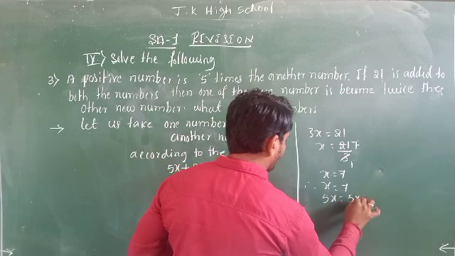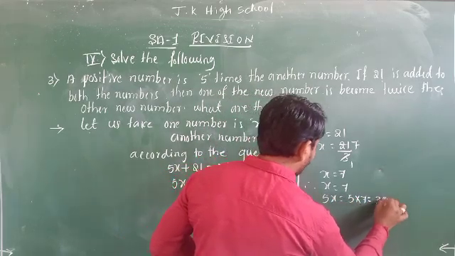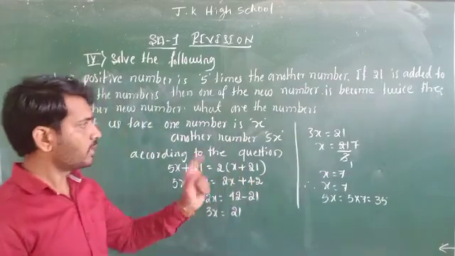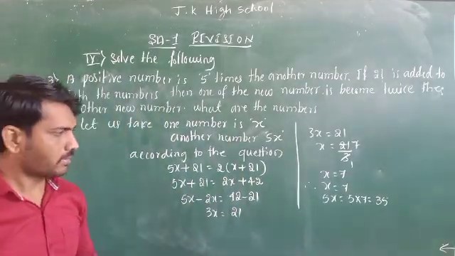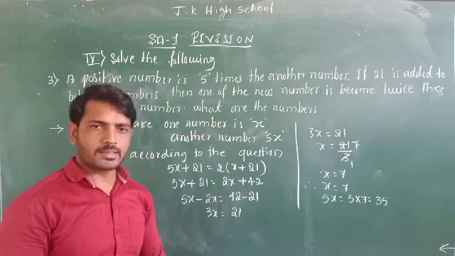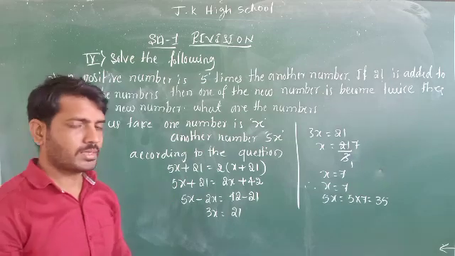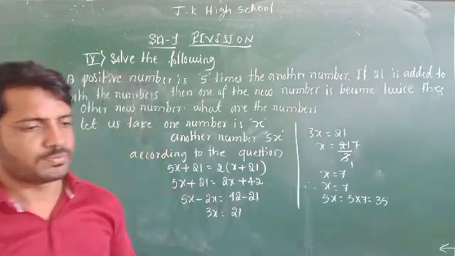5x means 5 and 7, 35. These are the two new numbers. The first number is x and another number is 5x. 5x is nothing but 5 sevens are 35. First number is 7. That is the answer.